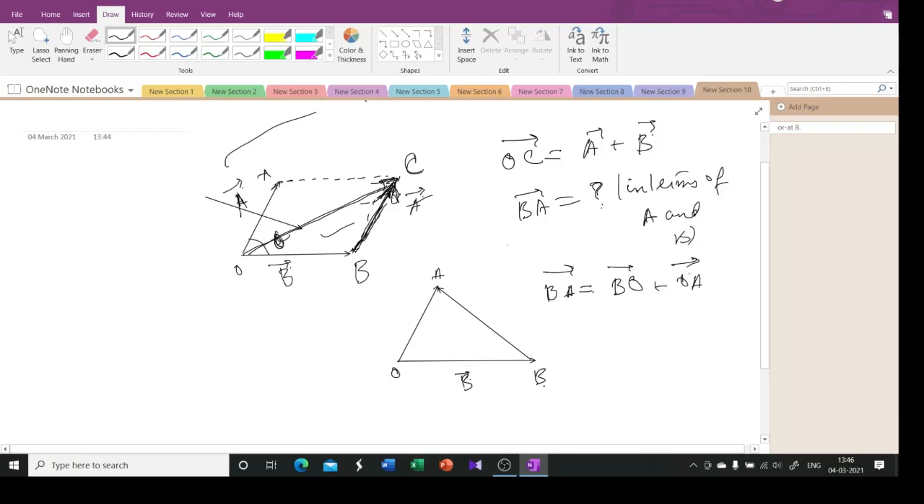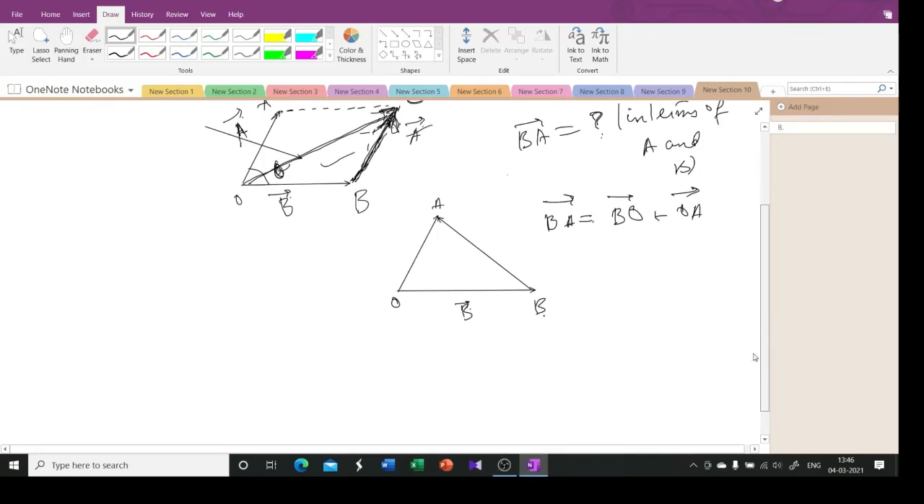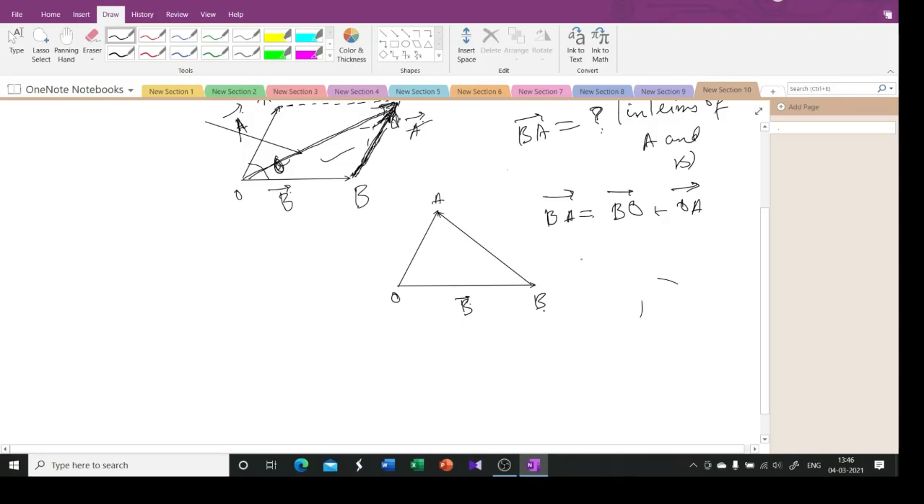I told you this trick, right? We take out this one in BA vector. Right? So now, if OB vector is B, what is BO vector? It is minus B, right? So if this is B, then this vector is minus B. So this vector plus this vector is simply BA vector. Okay. So BA vector becomes minus B vector plus OA, which is simply A. So that is A minus B.